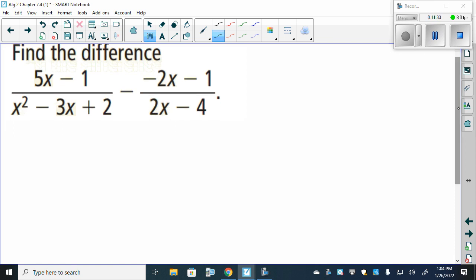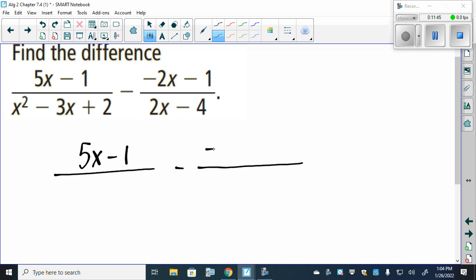Let's look at another one. Now with this one here, just like with the first one, we're not going to mess with the numerators yet. But we do want to factor the denominators as completely as we can so that we can see what we need to do with them to get them to be the same.